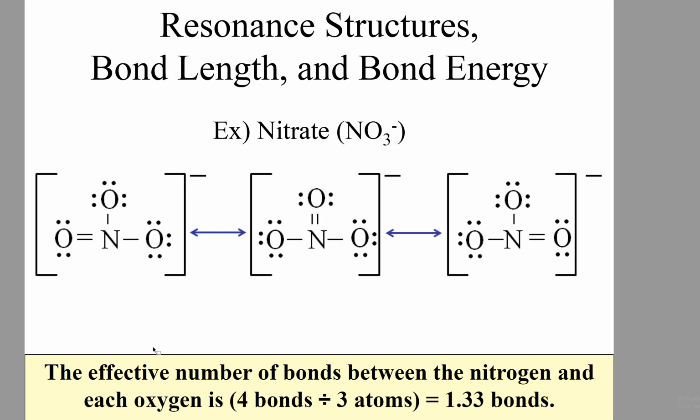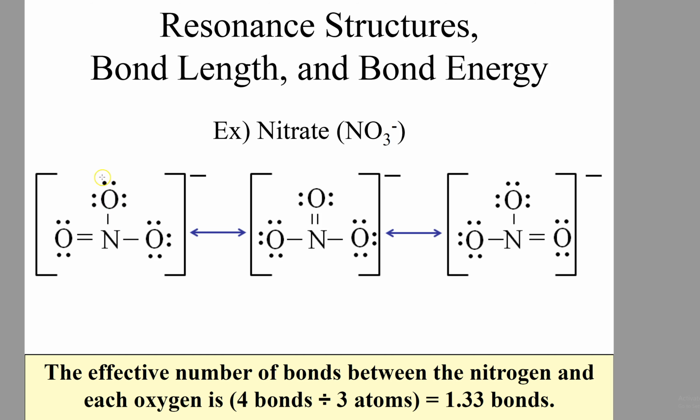The way you get that is you take the number of bonds between the nitrogen and the oxygen. So in this case, you get 1, 2, 3, 4. And you count how many atoms are attached to the nitrogen. Because nitrogen has 3 atoms attached, you end up with 4 bonds divided by 3, which gives you 1.33 bonds.